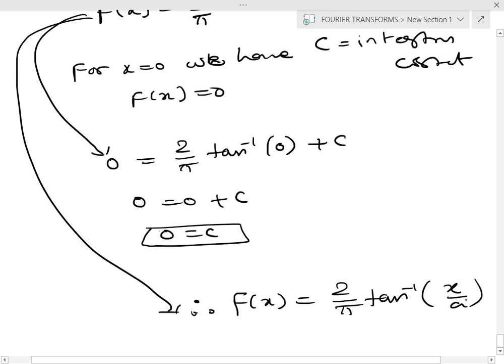So that is the function 2 by pi tan inverse of x by a, which will have the Fourier sine transformation as e power minus as divided by s. Okay, fine. In this manner we can solve any number of problems. Remember the techniques remain the same. You have to develop some idea there, how to simplify like this. Okay, fine. Thank you. I'll stop here.